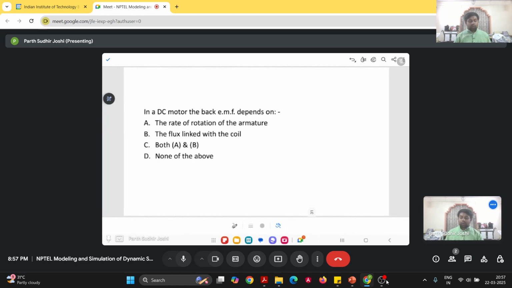Now in case of a DC motor, the back EMF depends on the rate of rotation of the armature as well as the flux linked with the coil. So the back EMF is basically written as some constant into the magnetic field and the speed of rotation. So therefore it depends on the rate of rotation of the armature as well as the flux linked with the coil. So the correct answer to this question is both A and B.